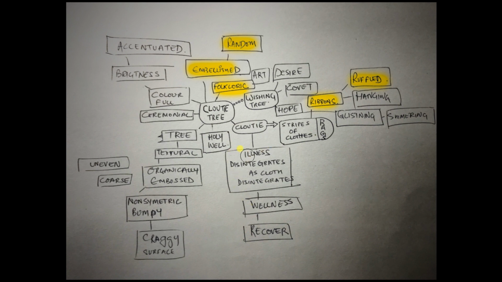There is no point in having words like illness, disintegrates, clothed, wellness, recover. But yes, craggy surface, non-symmetric, bumpy, organically embossed, textural, brightness, accentuated, colorful, uneven, coarse. These are the final keywords which a designer edits and identifies as the major direction for creating a concept note.